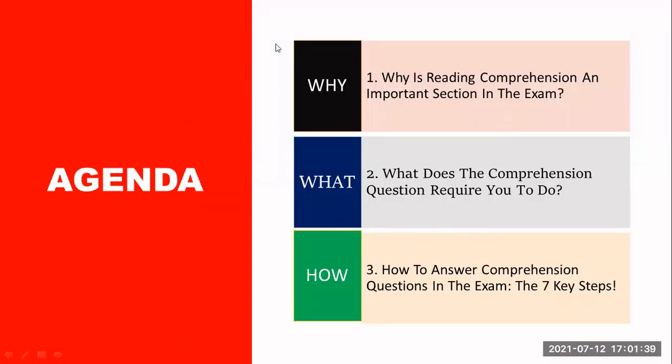Now, we want to look at a brief agenda which comprises of why, what, and how. Number one, why is reading comprehension an important section in the exam? Two, what does the comprehension question require you to do? Number three, how to answer comprehension questions in the exam. And at this juncture, we shall be looking at the 7 key steps to take.